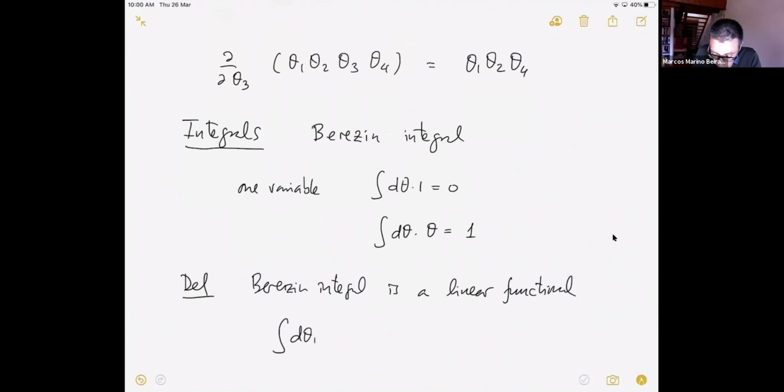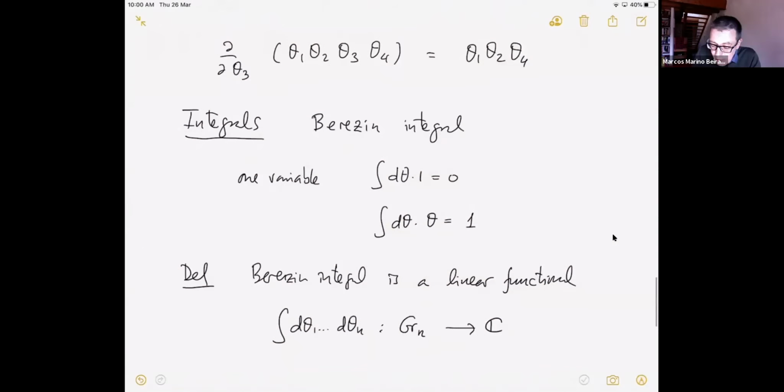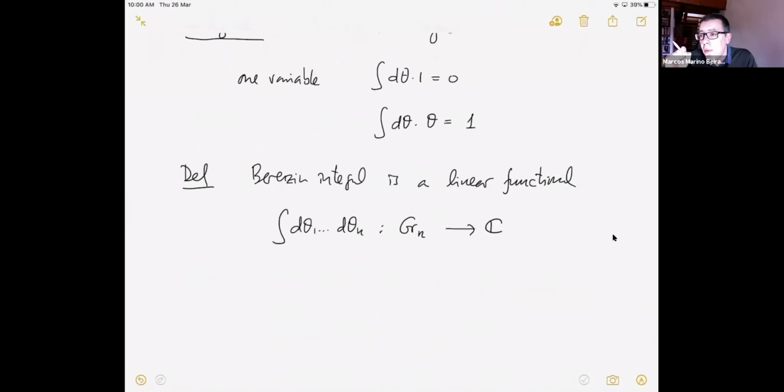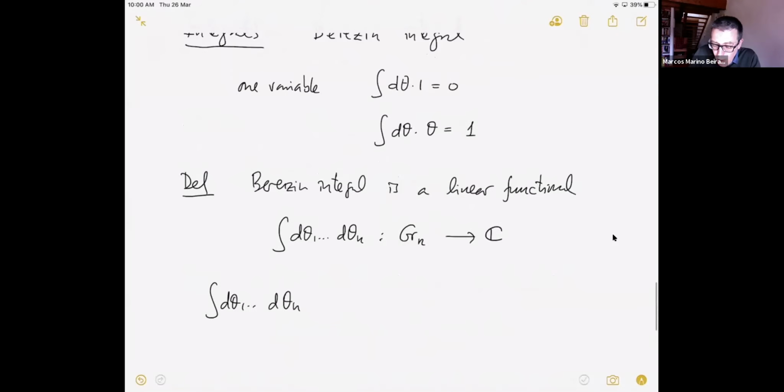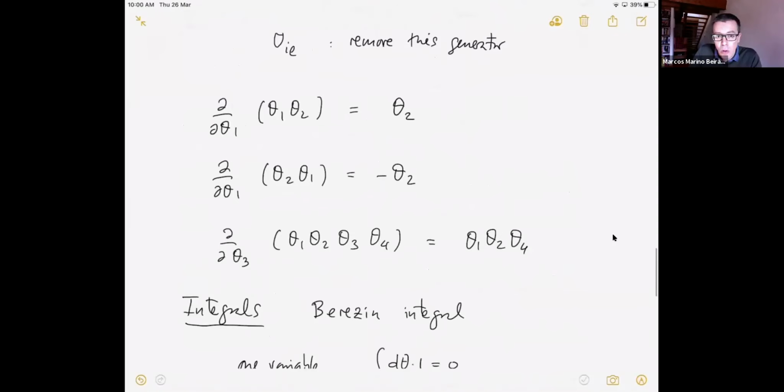So I'm going to write it like this. It's an integral which goes from the Grassman algebra of n variables to the complex numbers. Essentially, the thing that this Berezin integral does is to keep the coefficient of the highest term in the function. So it's defined as follows. Remember, I wrote here the most general form of an element of the Grassman algebra, which was this one.